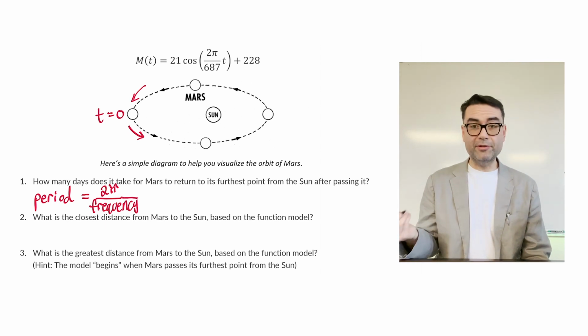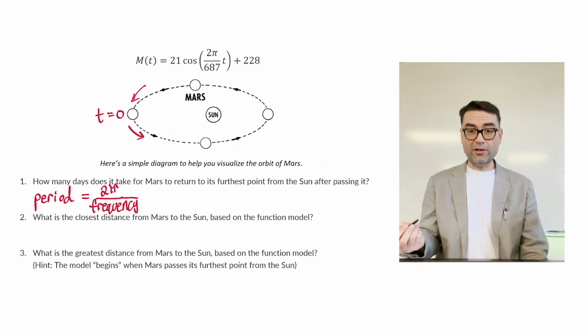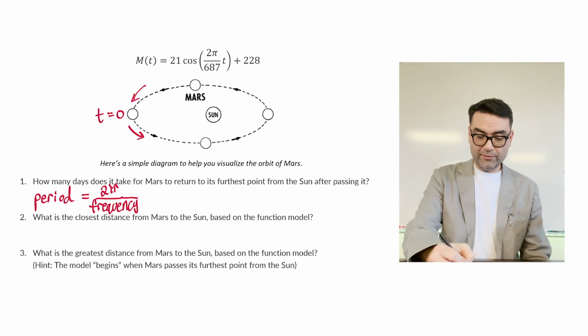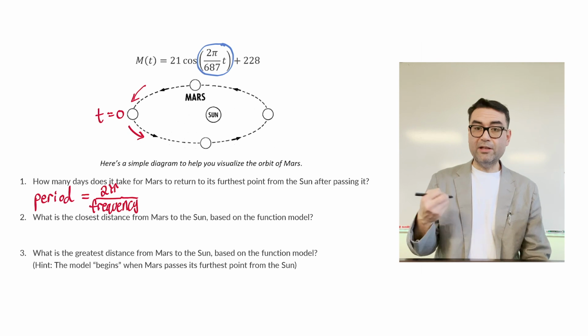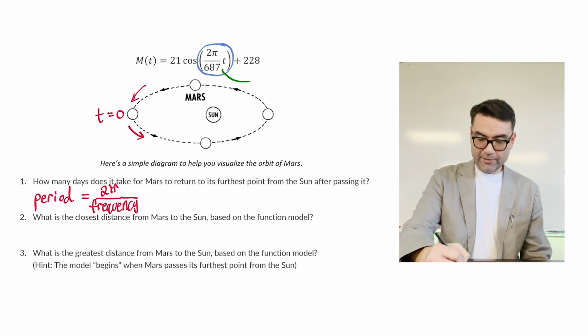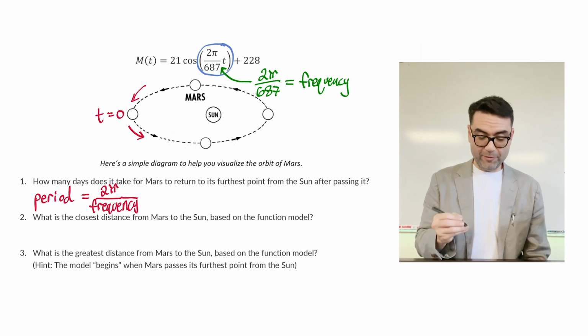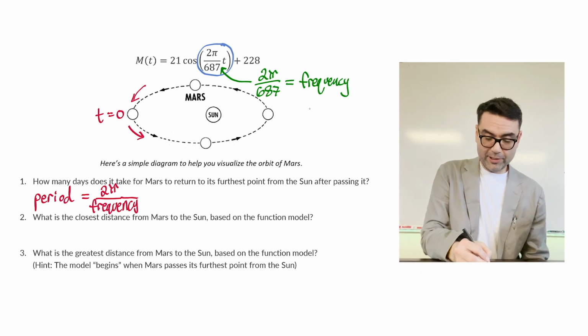Well, let's recall what the frequency of a periodic function is. When you have sine or cosine, the expression of the angle in the cosine or sine function, so right in here, frequency is the coefficient of your variable. This expression right here, 2 pi over 687, would be our frequency. It looks kind of rough, but what we're going to have to do is evaluate this expression. We're going to take 2 pi and divide by 2 pi over 687.